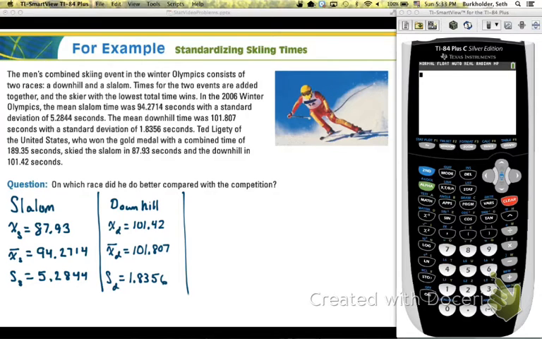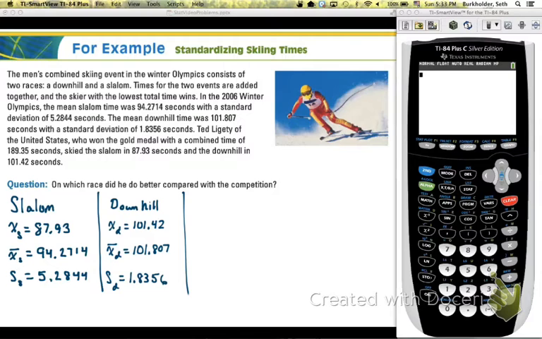Well, Ted Ligety had a slalom time of 87.93 seconds. His downhill time was 101.42 seconds. Well, you might say to yourself, he's clearly a better slalom skier than downhill skier because his time was much better. However, in this case, you're comparing apples and oranges because the slalom event might just be a shorter event. Maybe skiers always, or nearly always, ski the slalom faster than the downhill.